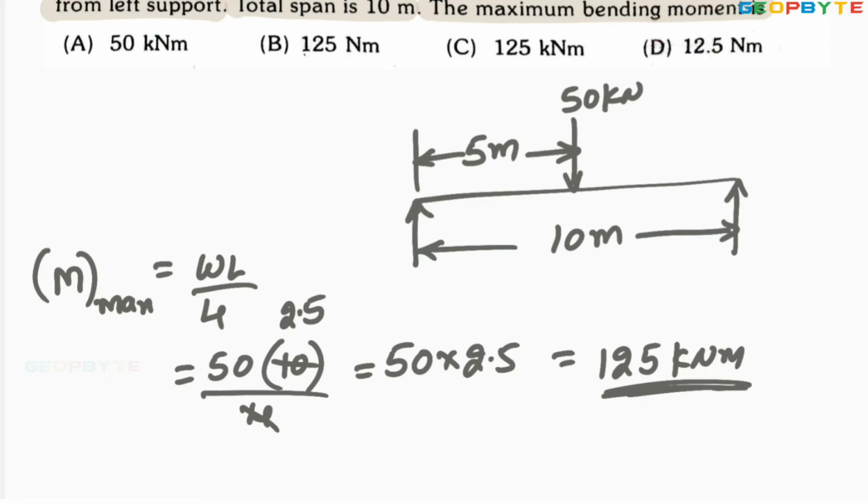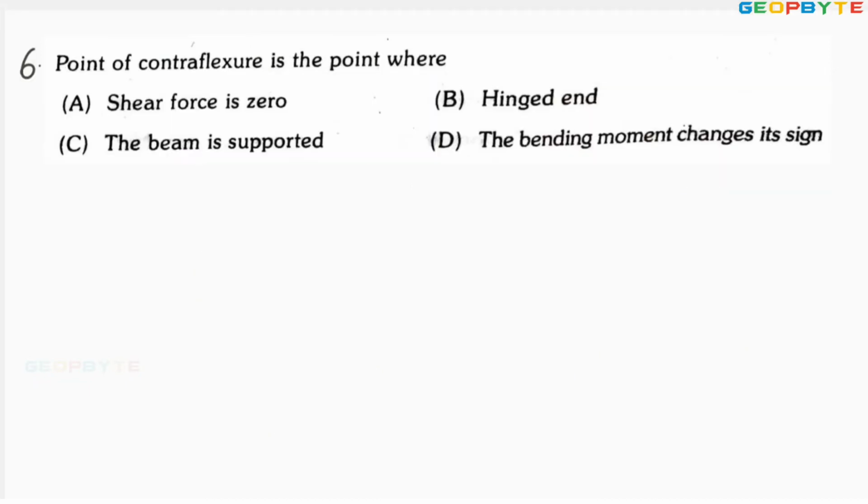That is the answer. Look at the options. Option B is 125 Newton meter. Option C is 125 kilonewton meter. Here units are very important. Therefore, option C is absolutely correct, 125 kilonewton meter. I hope you understood. Let us move to the next problem.